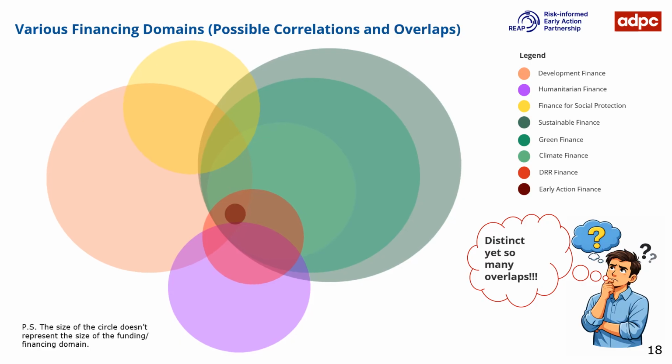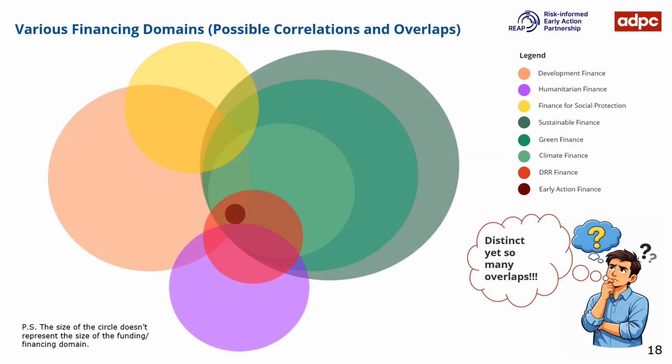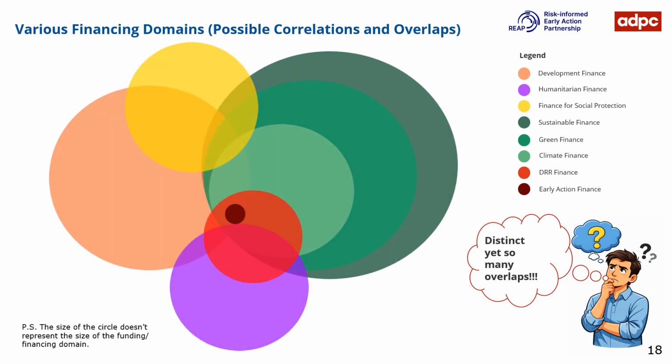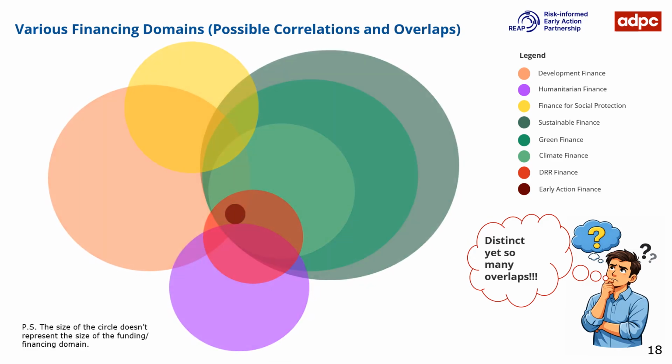The purpose of this slide is to encourage systems thinking. Climate finance should not be designed in silos. Early action finance is especially important here because it can serve as a bridge between long-term climate resilience and immediate crisis prevention.